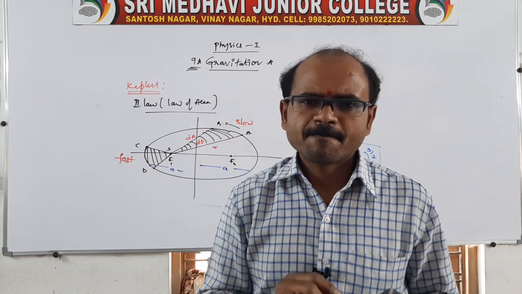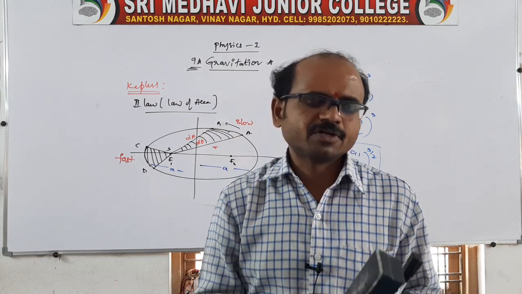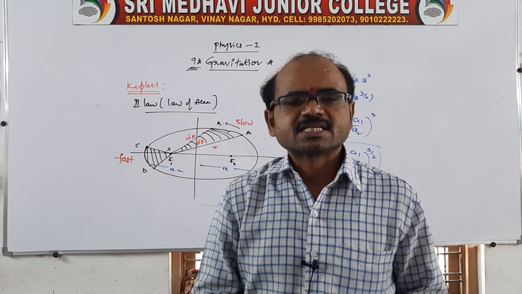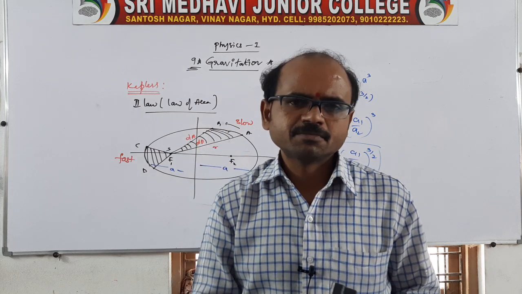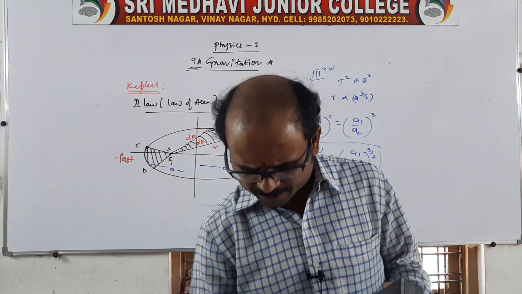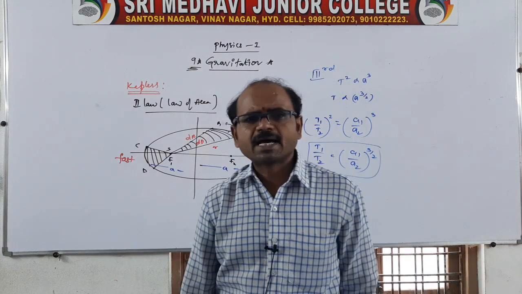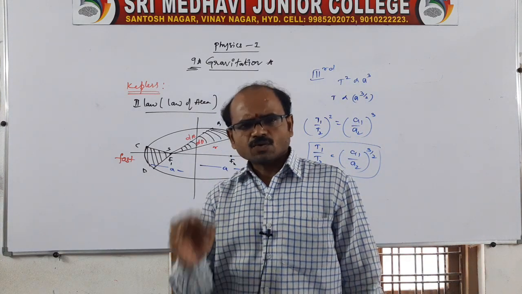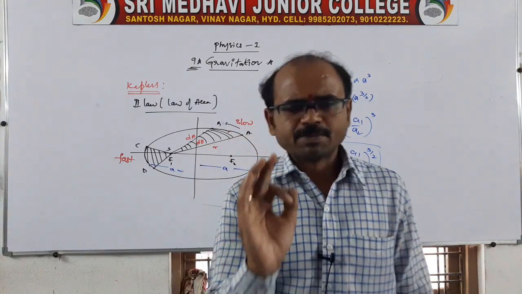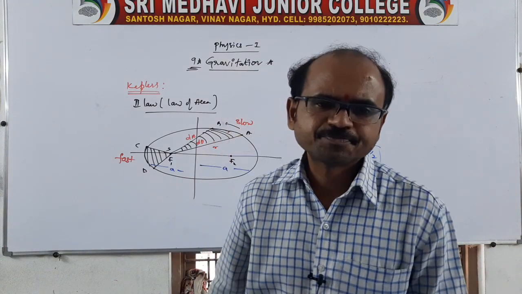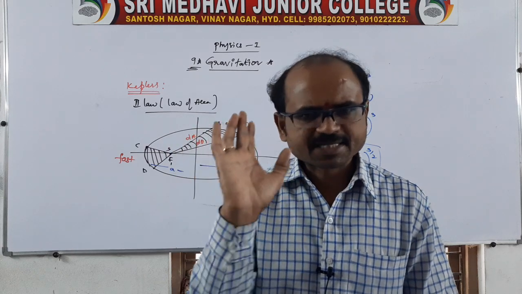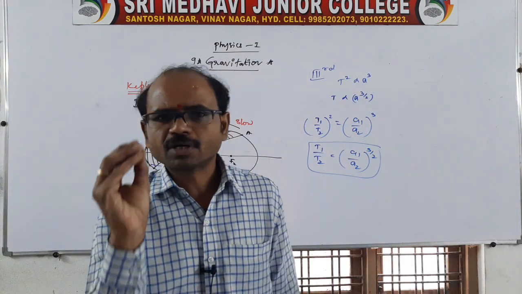First one, law of orbit; second, law of area; third, law of period. The first one is the law of orbit: all planets revolve around the sun in elliptical orbits. This is the statement, and you need to draw a diagram.